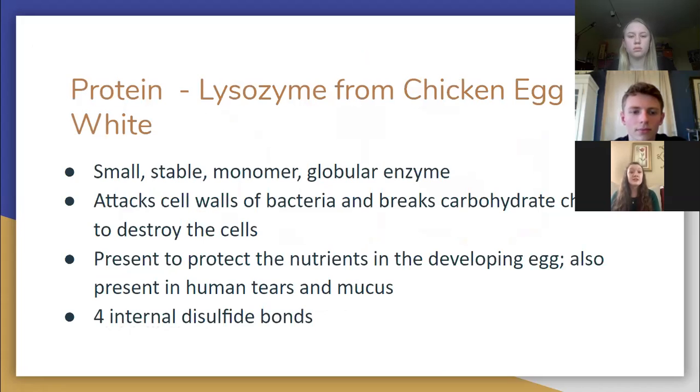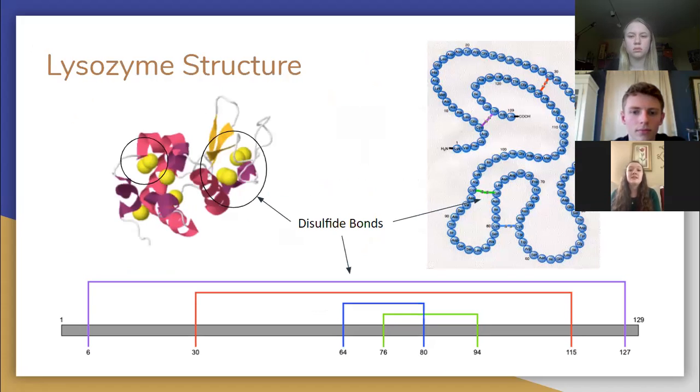It also has internal disulfide bonds, and it is present to protect the nutrients in the developing egg of a chick. In the final slide, you will see the disulfide bonds of the lysozyme structure and how they separate to expose the inside of a protein to have the strongest affinity for the column in its reduced state.